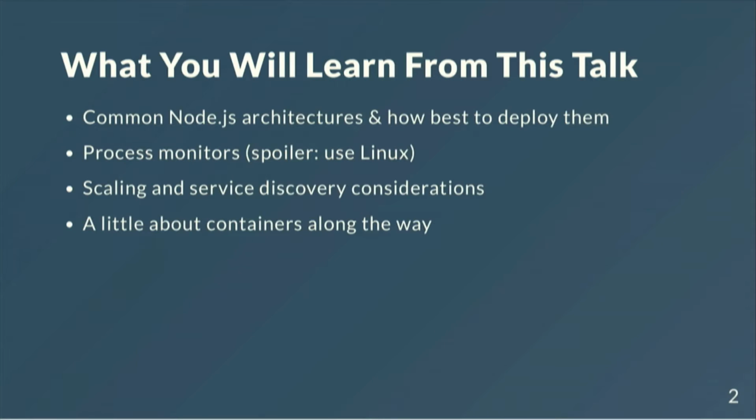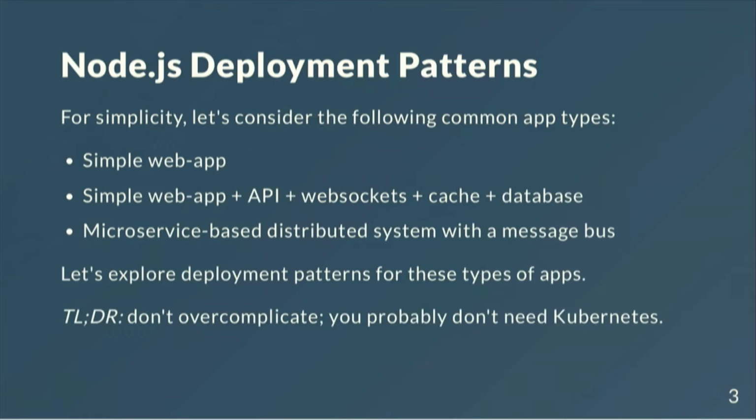OK, so first of all, I'm going to break up into 3 different main application types, architectures. I'm not trying to say that there are only 3 kinds of Node apps, but just a spectrum from very simple to very complex. And I'm just going to go through some tips. I'm also going to go into a bit of an aside about process monitors and Linux init systems. Along the way, some scaling and service discovery considerations, and as always, I'll talk about containers at some point.